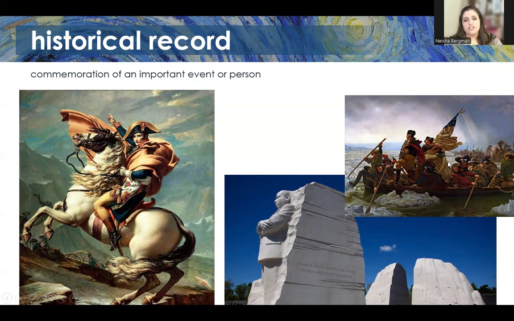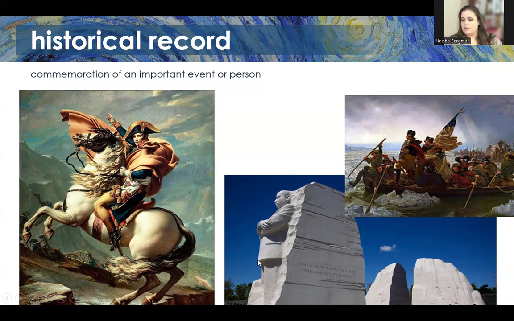We have Washington crossing the Delaware. This was during the American Revolution. This is a historical event. This happened and it's being represented here. It was probably a heck of a lot darker. But most people don't want to go see paintings that are just straight black.